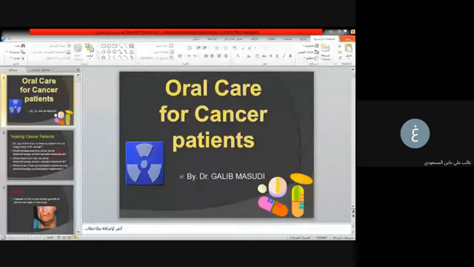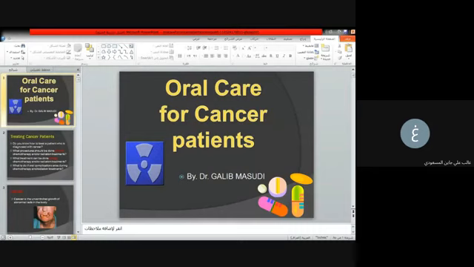Complete blood count and chemotherapy. We have neutropenia, which is low neutrophil count. Anemia, you know it. Thrombocytopenia is low platelet count. During chemotherapy, consult the oncologist before any dental procedure, including prophylaxis.